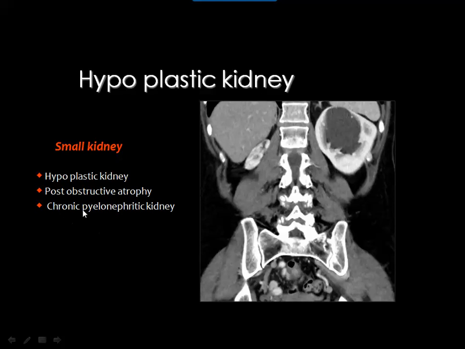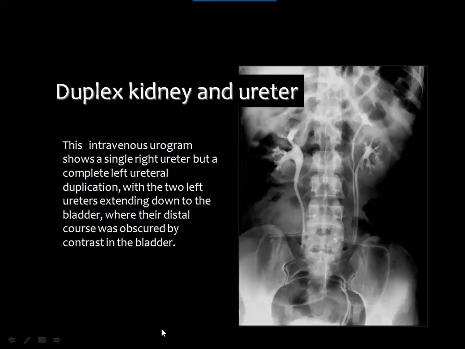While in chronic pyelonephritic kidney, you see the kidney is small with a scarred renal parenchyma, and the collecting system is on the surface of the kidney, as I will show to you. And this is a duplicated left pelvicalyceal collecting system with two separate moieties and two separate ureters down to the level of the urinary bladder. This condition may be unilateral and may also be bilateral.